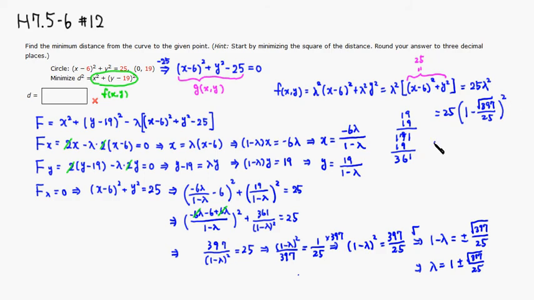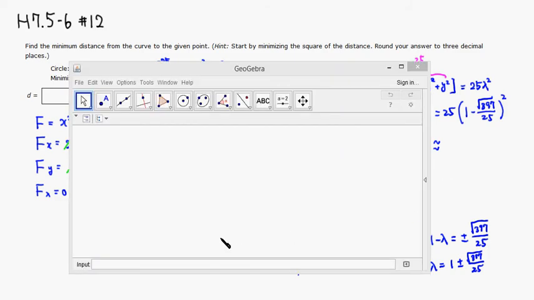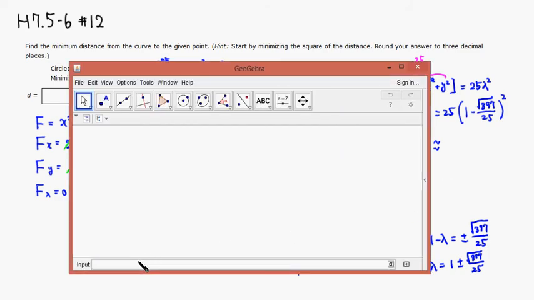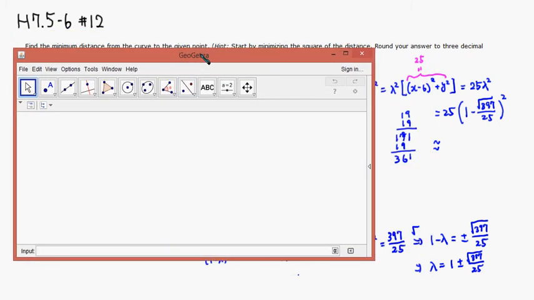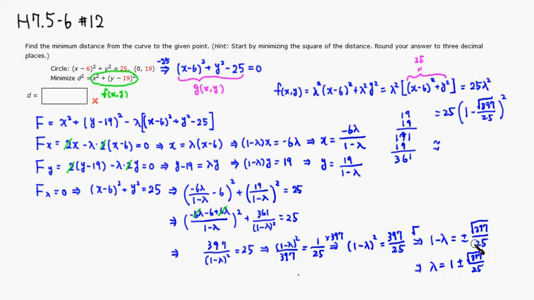Let's try to get this number. I'm going to open up GeoGebra. We need to get this value here. Let's see, did I mess up? Actually, I messed it up, I didn't take the square root. So this should be 5 instead of 25. That's 5, that's 5, and that's 5. Sorry about that.